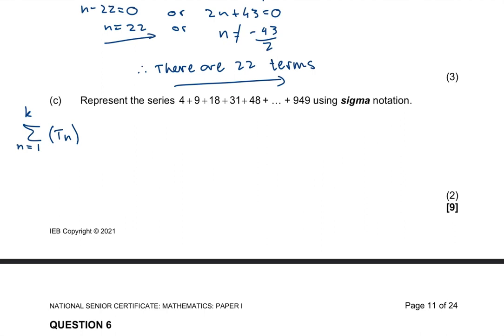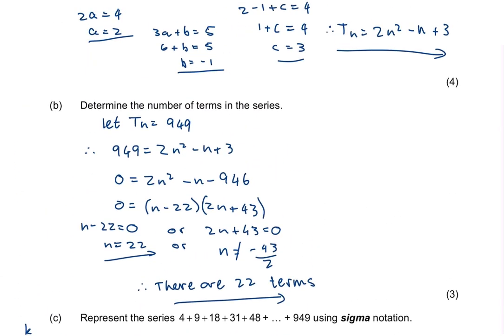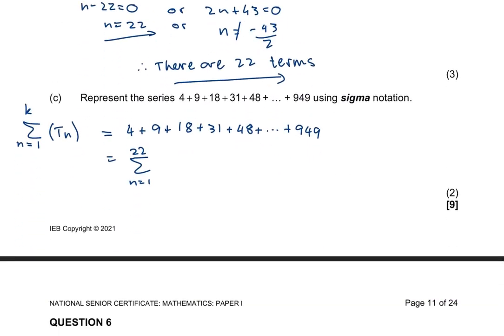That is going to be equal to 4 plus 9 plus 18 plus 31 plus 48 plus, and all these terms in the middle, all the way up to 949. Now, specifically, we're going to have the sum from n is equal to 1, our first term, all the way up to our 22nd term, and now we must insert our general term, Tn, which we have discovered to be 2n squared minus n plus 3. And there you go, we've expressed it in sigma notation.